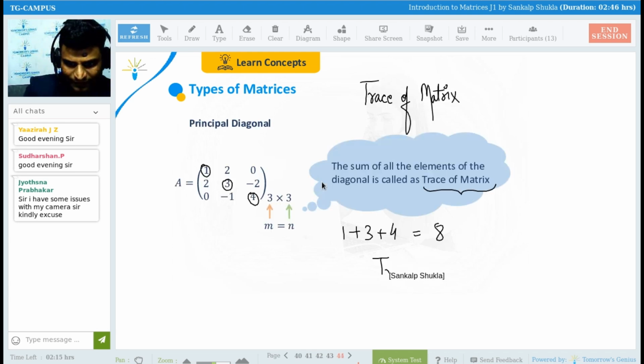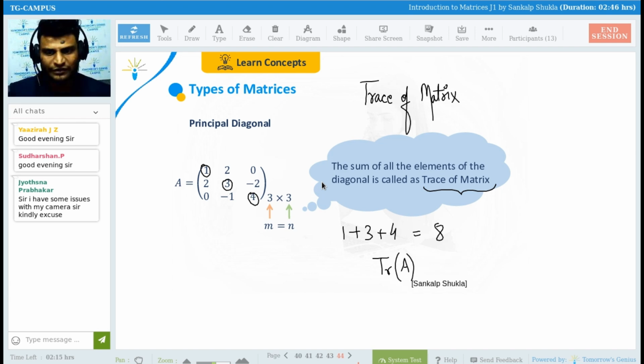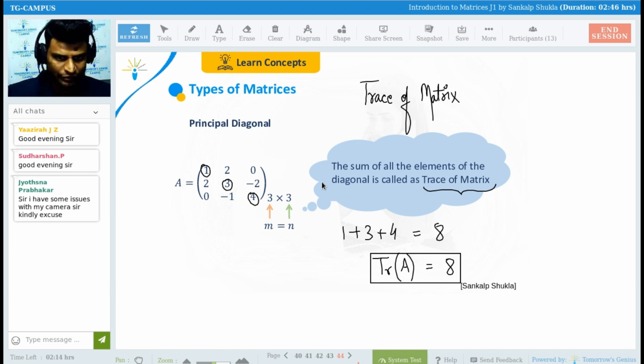We'll write TR. If I have to write the trace of a matrix, I'll write TR and then A. So that means trace of it. So it is 8. These are the few details that you have to copy, that you have to note. Shall we proceed?